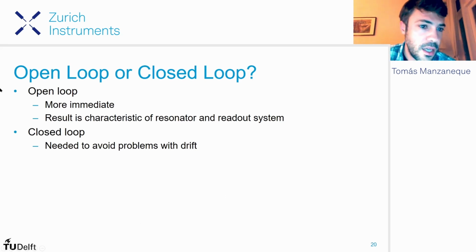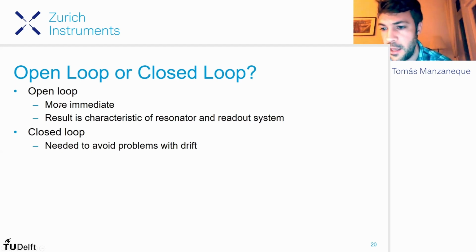So to summarize, we can determine the resolution in open loop, and this is a very immediate method. It's just an interrogation system. We don't need to implement any feedback. And we know that the result will be some characteristic of the resonator and also the measurement system that we are using to interrogate the resonator. So this information could be useful in practical scenarios, but we know that in practical scenarios we actually need a closed loop system to avoid these drift problems.